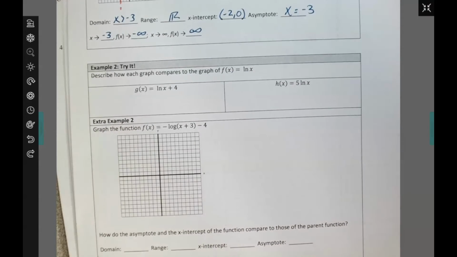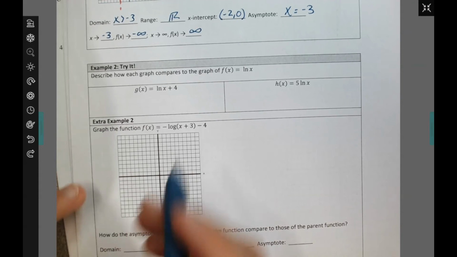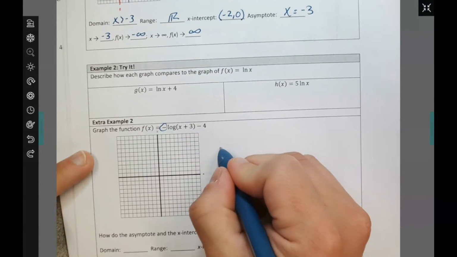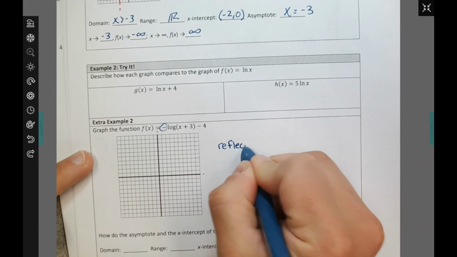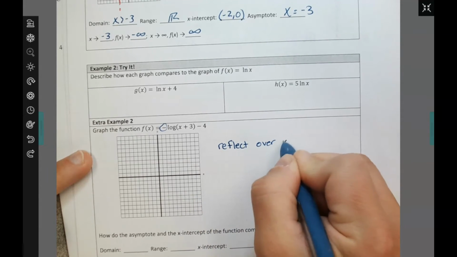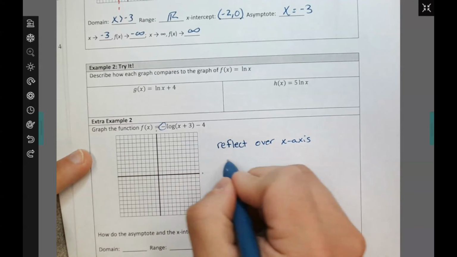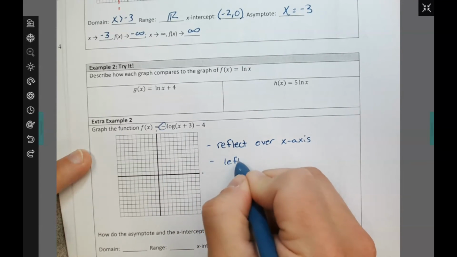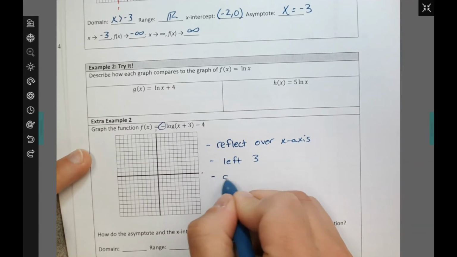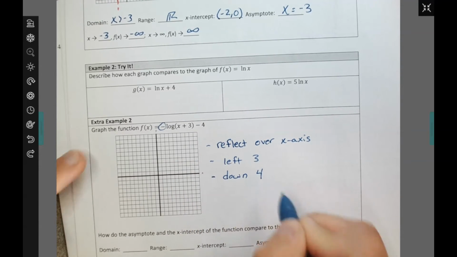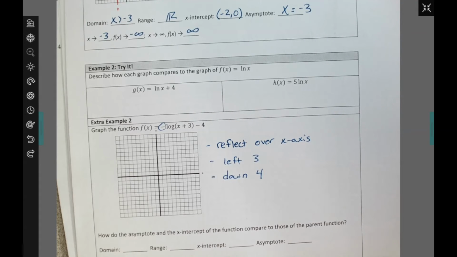The extra example 2, I'm not going to worry so much about graphing it, but you do need to be able to tell me the transformations that are going on. So our negative sign out front tells us that we are reflecting over the x-axis. The plus 3 on the inside tells me that we're going left 3. And then the minus 4 on the outside tells us that we are going down 4. Okay, so those are the transformations. Again, you could graph it by typing in the calculator. I'm not going to bother doing it for that one.